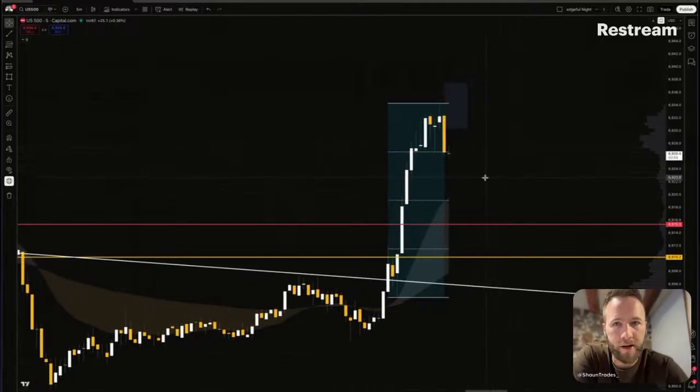But we'll do by wick today, so I think it makes a bit more sense because it includes all of the price action throughout the whole candle rather than just the bulk of the candle.